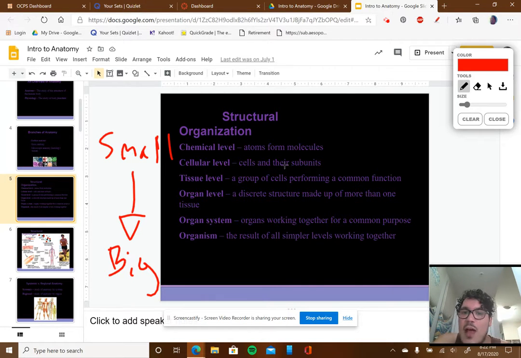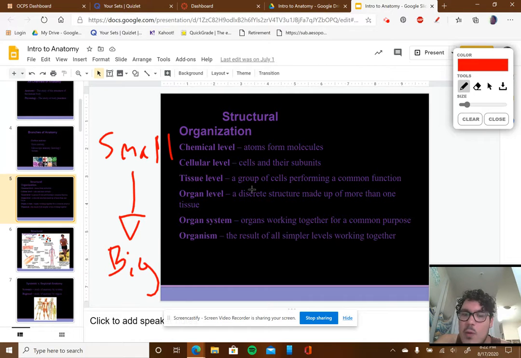Those cells will have their subunits. This is all stuff from biology. So this is like your organelles, like your nucleus, your mitochondria, etc. Enough of those cells doing the same job, you're going to call that a tissue. Enough of the tissue, more than one specifically, working together, and we call that an organ. Organs vary in size dramatically. Organs can be as small as eyes or ears or nose, and organs can be as large as the skin, which covers you from head to toe.